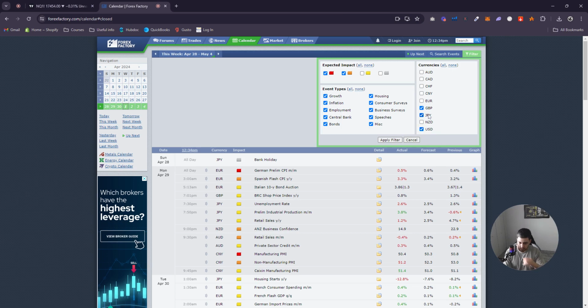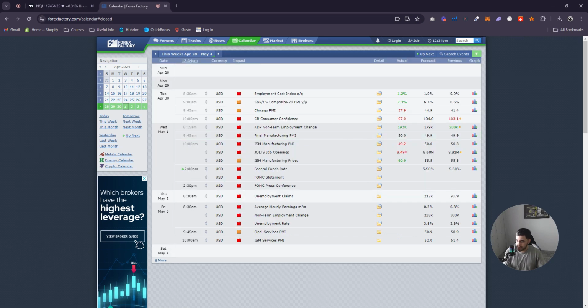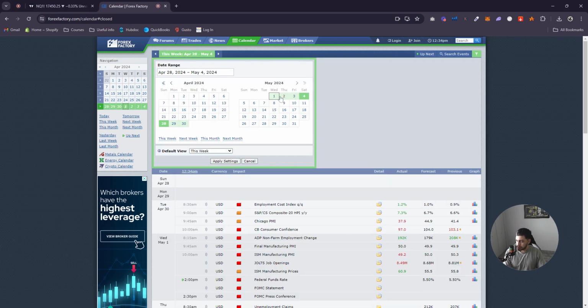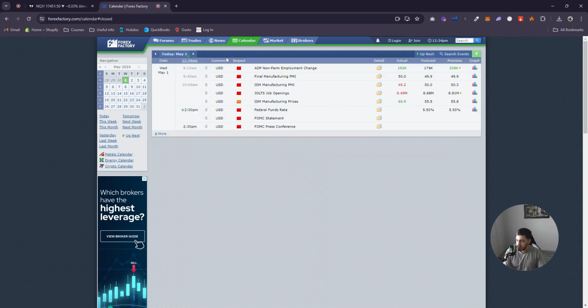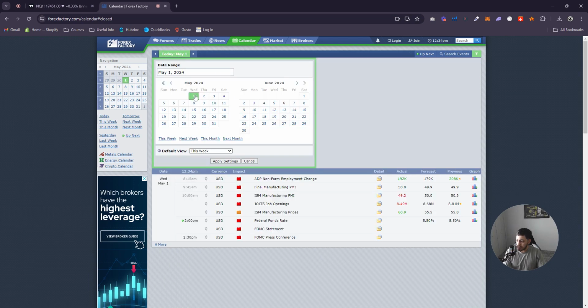JPY sometimes is as well. I know there's an event for JPY, I forget what it is, but I just have USD marked on for the most part with the orange and red folders. It cleans it up very nicely, and I can see all the important news reports that are going to come out for the week. I also filter it by week, not by day. Sometimes you'll just have it by day like this.